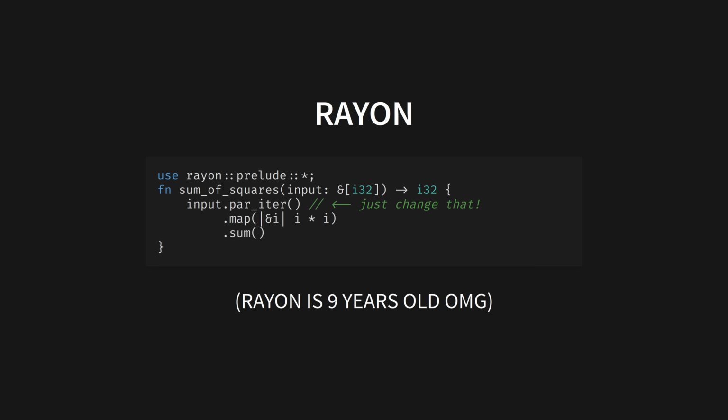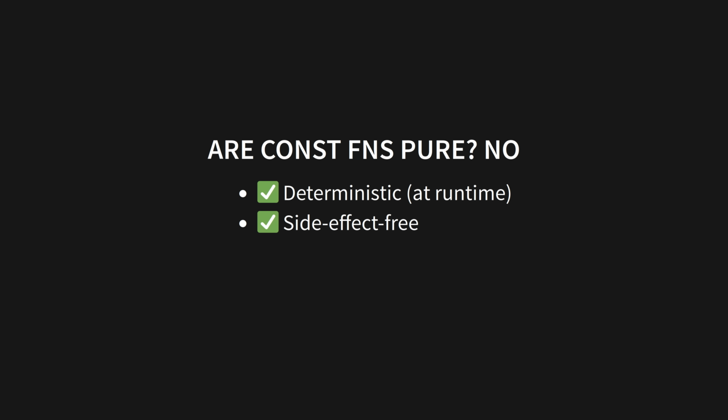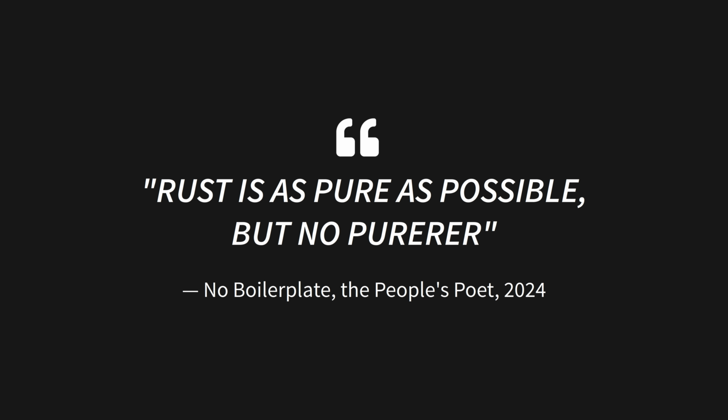By the way, this built-in granular control of side effects is how Rayon is able to turn most iterators into parallel iterators, with a single line change to your existing code. Encoding side effects into the type system allows you and the compiler and smart crates like Rayon to reason about the soundness of parallel code without a restrictive, gated purity system. So, are const functions pure in Rust? No. They're better than that. They're practical. Rust is as pure as possible, but no purer.